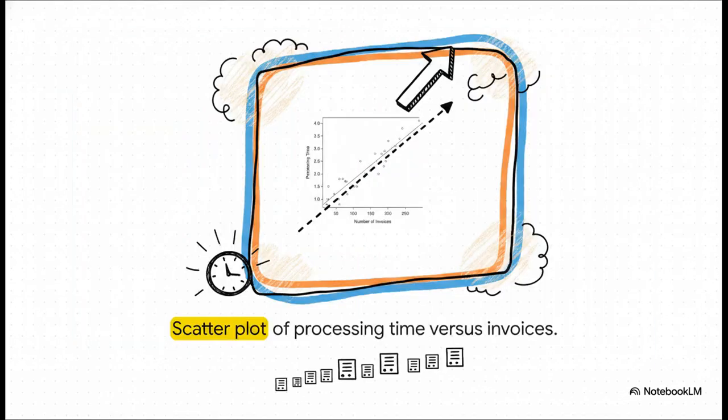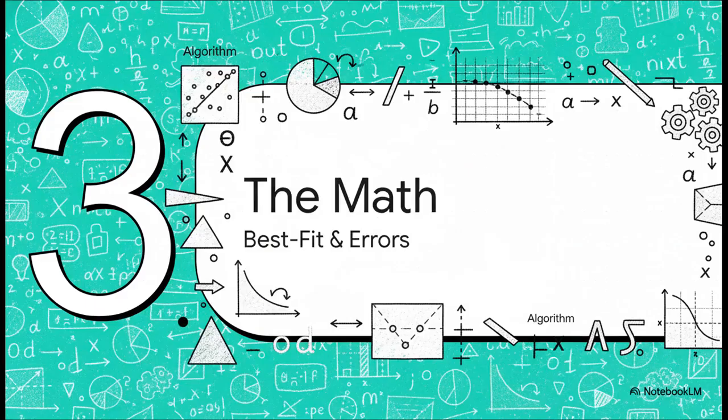Let's actually see how these variables look in practice. Imagine a scatterplot for a business department. On our x-axis, we have the independent variable, the number of invoices they handle. On our y-axis, the dependent variable, the processing time in hours. Every single circle on the plot represents a historical record. Visually, we can instantly spot a directional relationship here, right? As the number of invoices goes up, the processing time generally goes up too. But how do we turn a visual trend like that into a hard mathematical prediction?